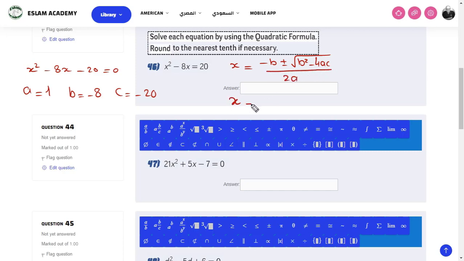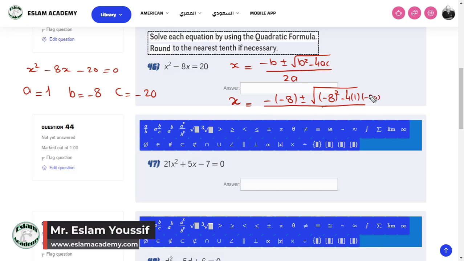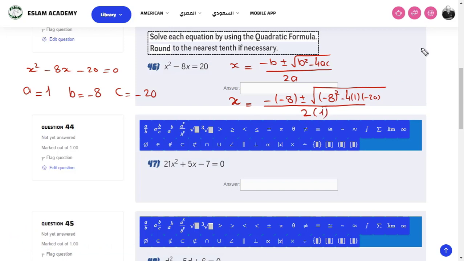Now by substitution, x equals negative, and instead of b, you just replace it with negative 8, plus or minus. By using substitution, just put the element inside the bracket. So negative 8 to the power 2 minus 4 multiplied by a, which is 1, multiplied by c, which is negative 20. All of that divided by 2 multiplied by a, which equals 1. You will find that we have two solutions. The first one, x is equal to negative 2, or x is equal to positive 10. Just by replacing the numbers using a calculator, you'll find that the answer will be negative 2 or positive 10.